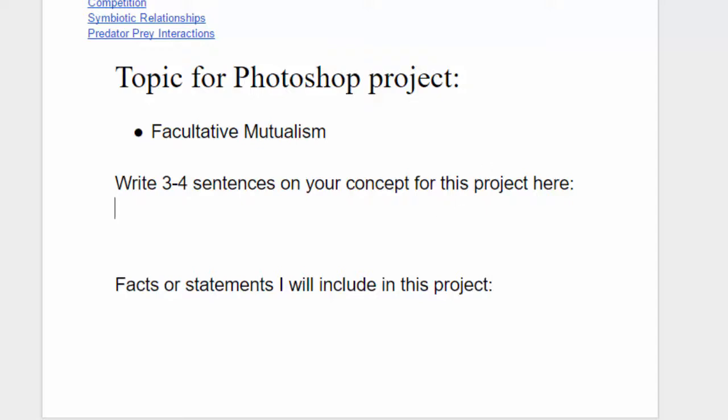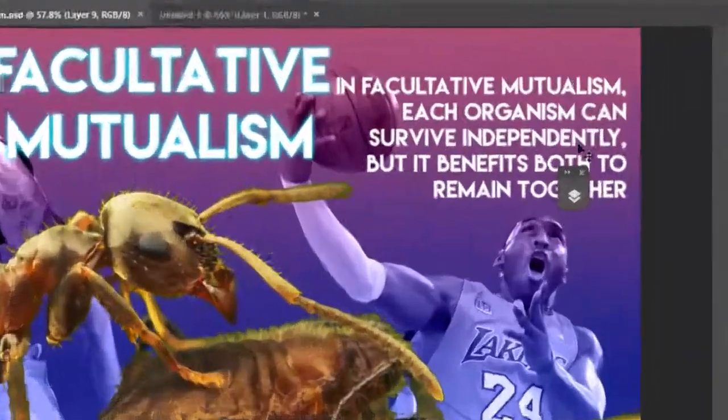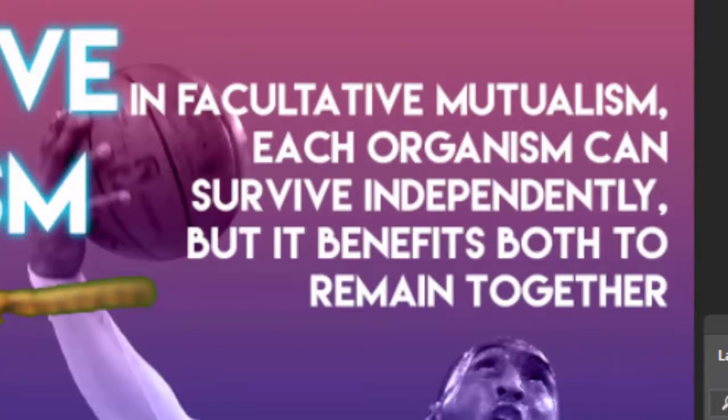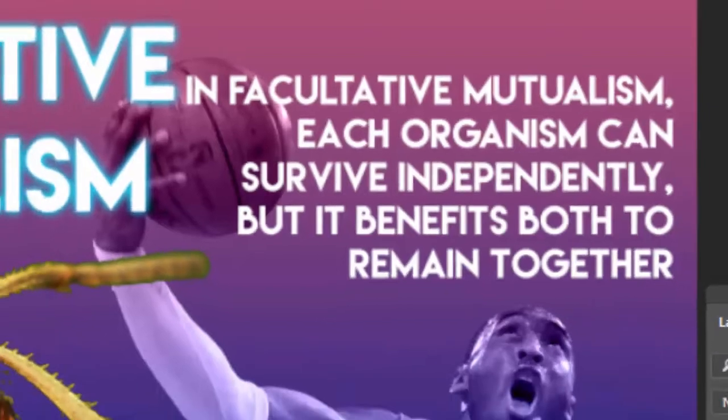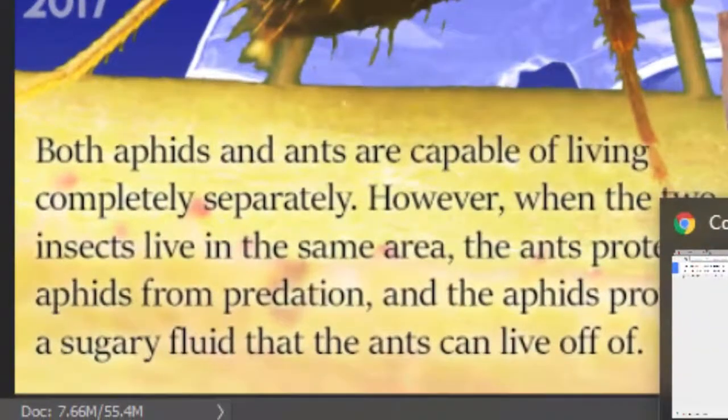concept for this project. So, for example, in this poster, we know that in facultative mutualism, each organism can survive independently, but it's in their best interest to remain together, much like Shaquille O'Neal and Kobe Bryant in 2000 through 2003, where they won consecutive championships. They were good alone on separate teams, but together they were pretty much an unstoppable force. Likewise, the aphid and the ant benefit one another.